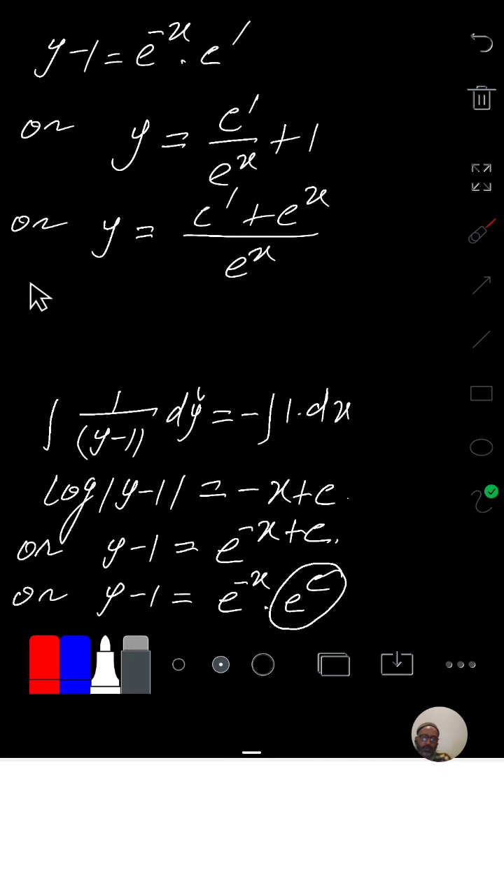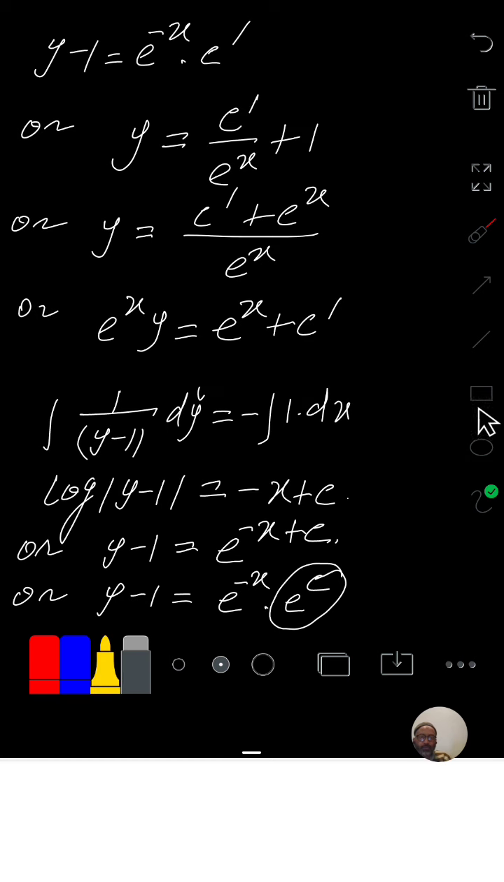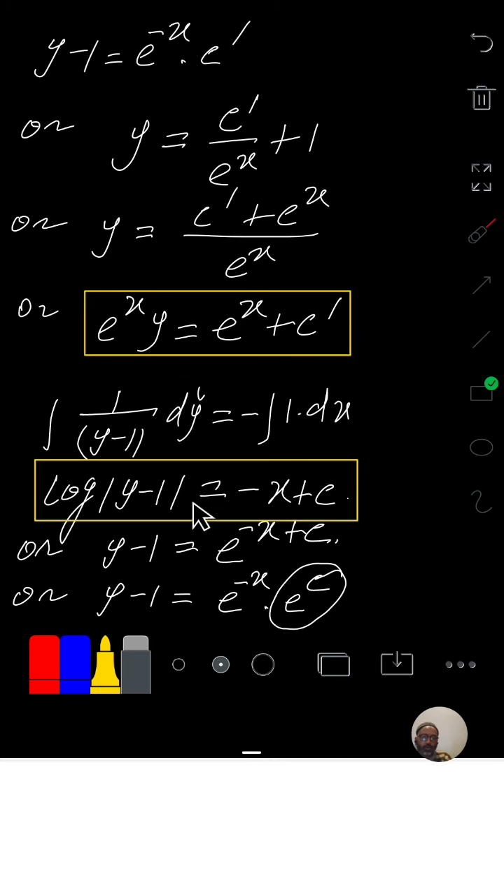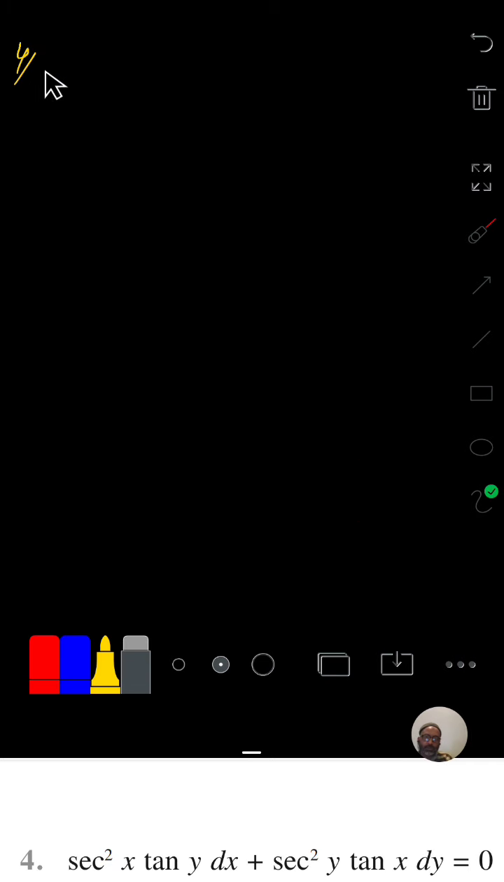Transposing e raised to the power x to this side, we may write it as e raised to the power x y is equal to e raised to the power x plus c dash. So in many forms, we may leave our final answer as the required solution of the given differential equation, mod y minus 1 is equal to minus x plus c.